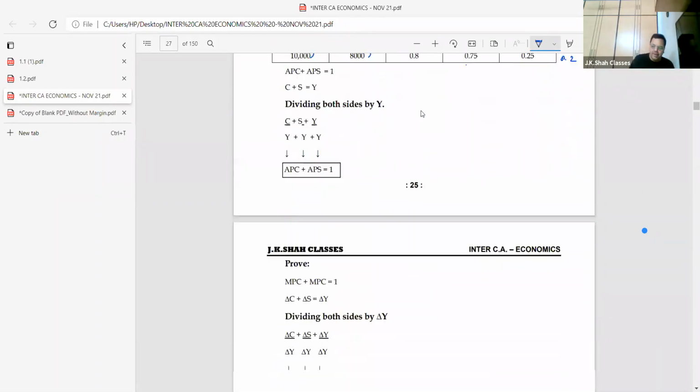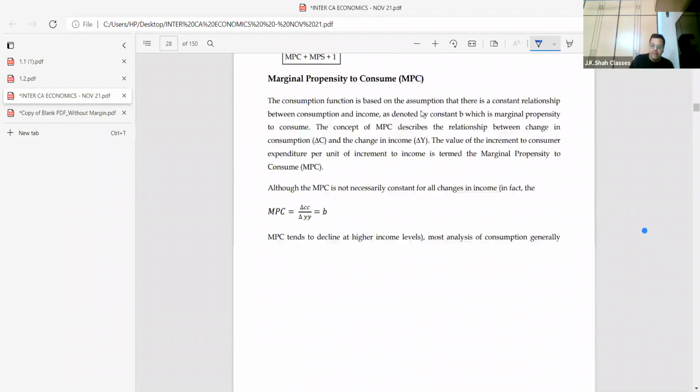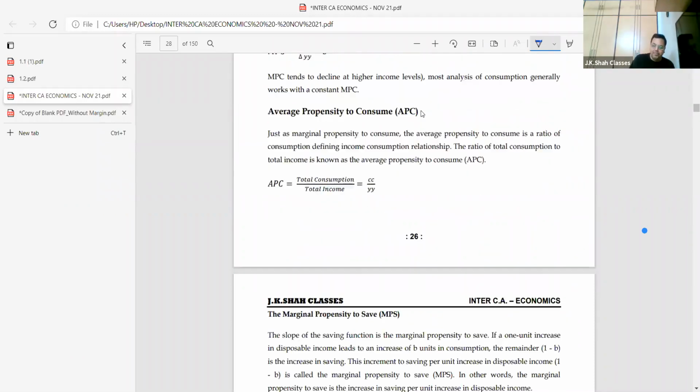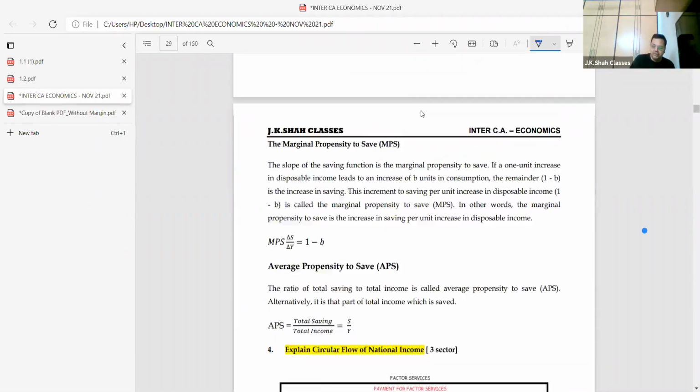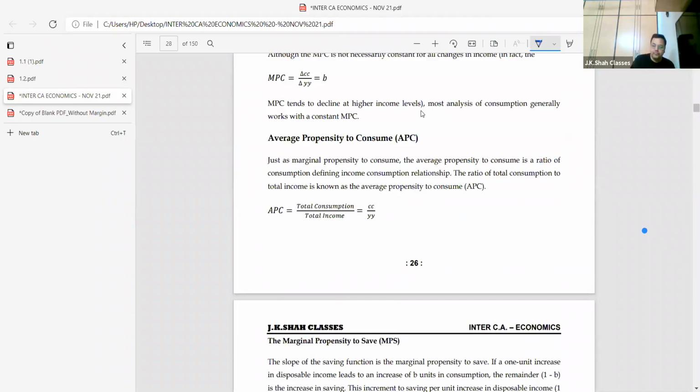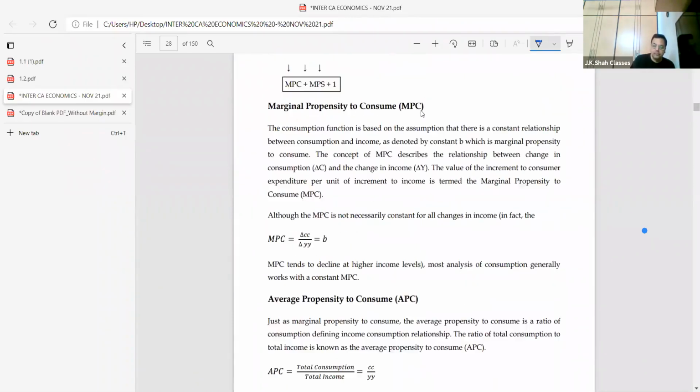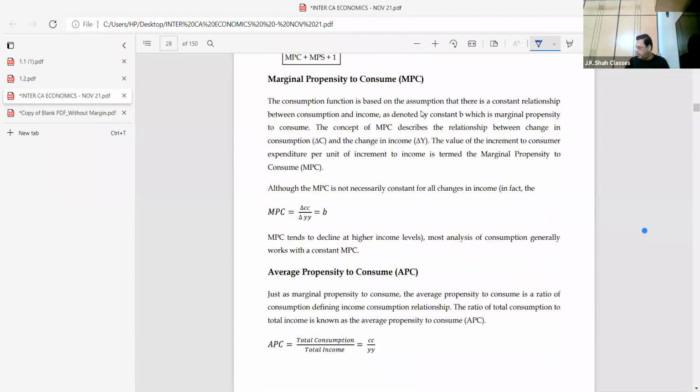Come on, it's so easy. Done, done. Please read this MPC, MPS. Go through it fast. Read that note, students, all of you.